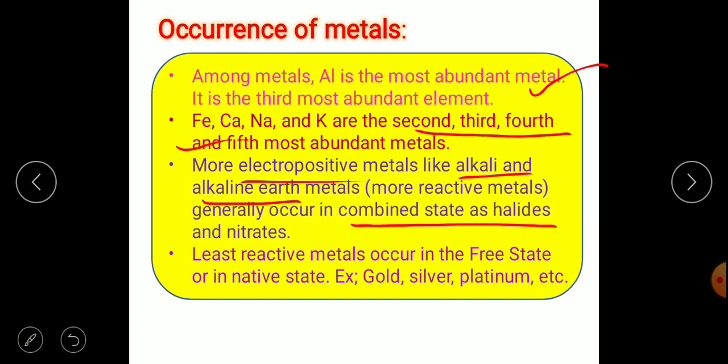How do they occur? As halides and nitrites, for example magnesium nitrite and sodium chloride. So these electropositive metals occur as halides and nitrites. Next, the least reactive metals occur in the free state or native state. For example, gold, silver and platinum occur in the free state.